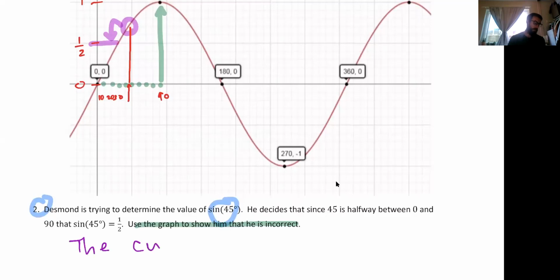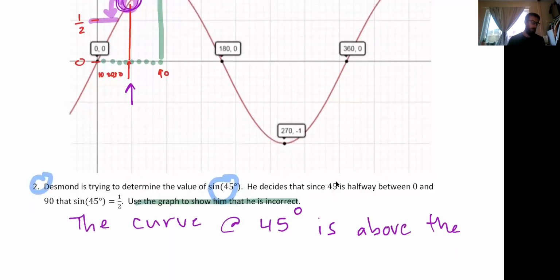the curve at 45 degrees, and keep in mind, y'all, we kind of estimated this by counting. We said that's 45 degrees. But whether it was slightly to the left or to the right, obviously that right there is way higher than the half. So the curve at 45 degrees is above the value of 1/2 on the y-axis.